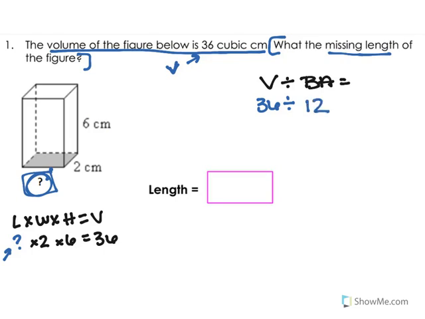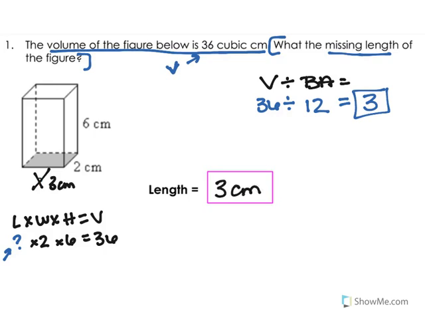So when I take 36, my volume, divided by a base area of 12, that will give me my missing length. 36 divided by 12 is 3. So the missing length of our prism here is 3 centimeters.